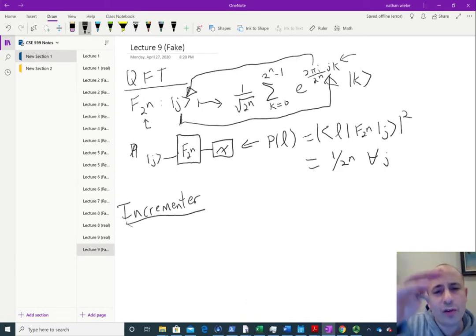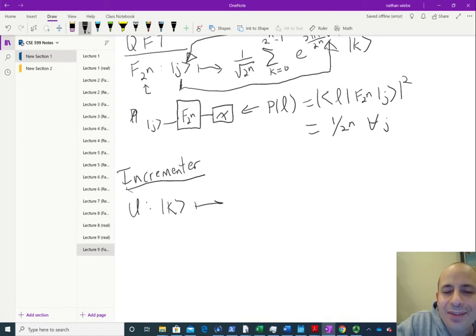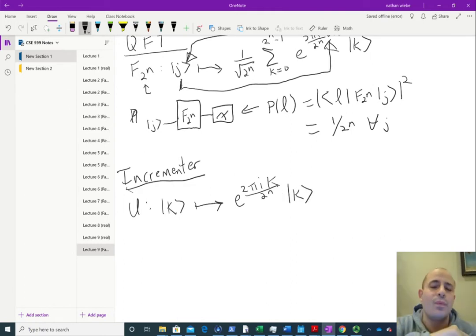So the first thing, just so that we can focus on the essentials, I'm going to assume that we have a unitary U. And this magic unitary has the following property: it will take a state |k> and map that state to e^(2 pi i k / 2^n) acting on |k>. So that's what this operator U ends up doing.